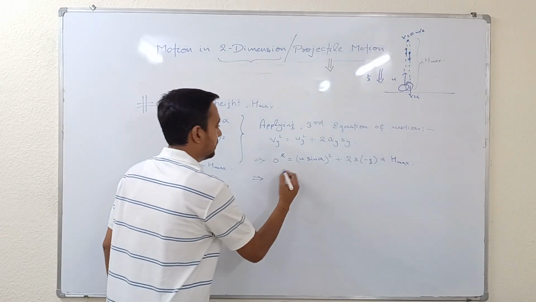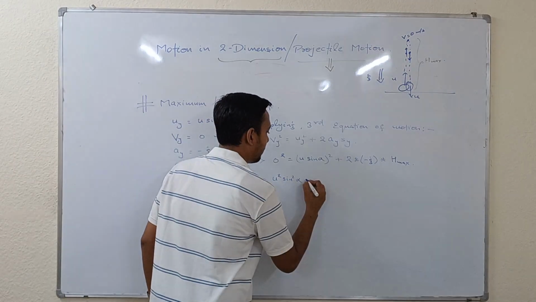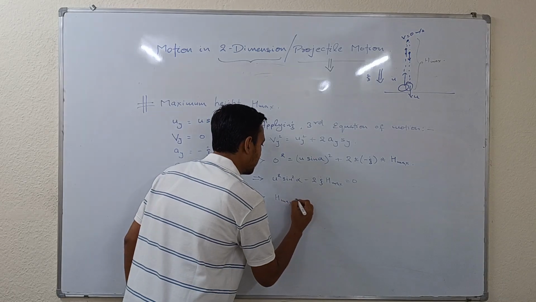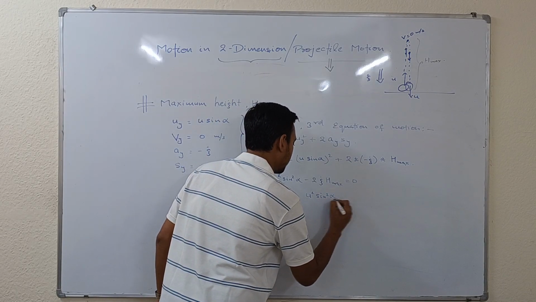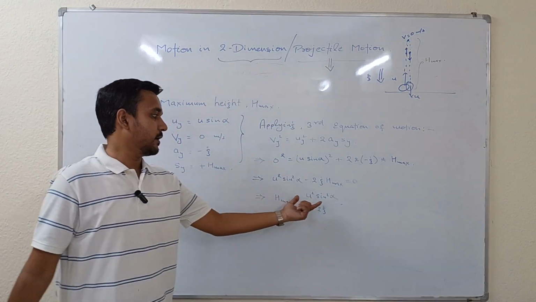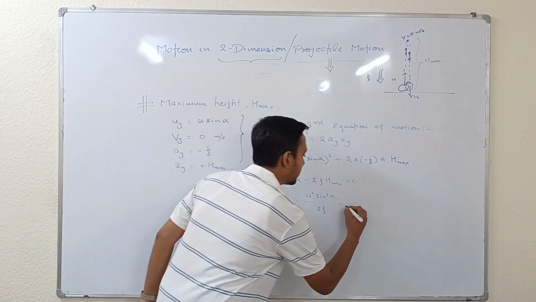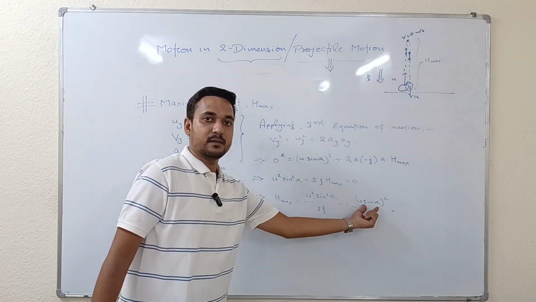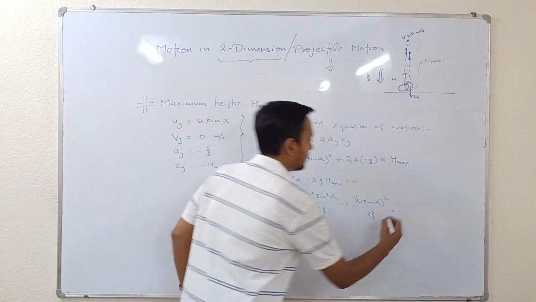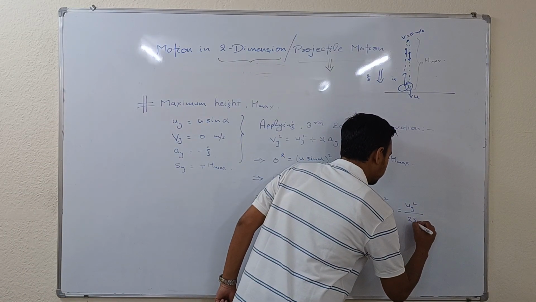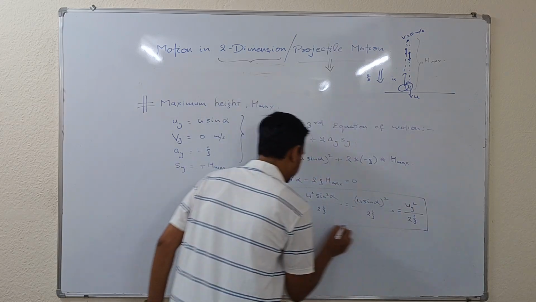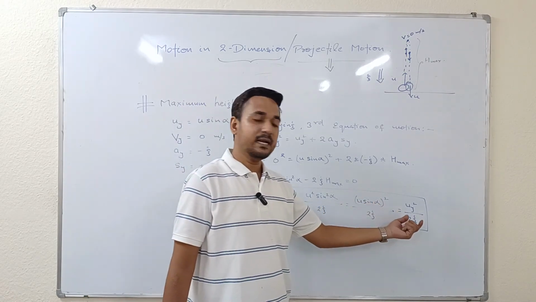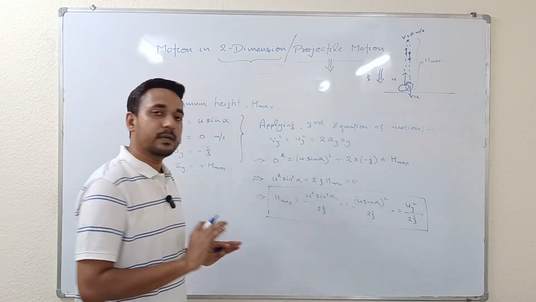So simplifying this, u square sin square alpha minus 2g H max is equal to 0. So H max is u square sin square alpha by 2g. Here u square sin square alpha is (u sin alpha) whole square, and we have seen this term before, that is nothing but Uy. So this is Uy square divided by 2g. This is the formula of H maximum, u square sin square alpha by 2g, or Uy square by 2g. Both are exactly the same.